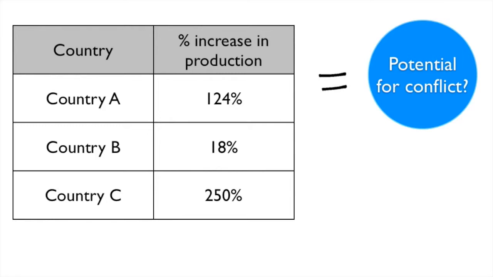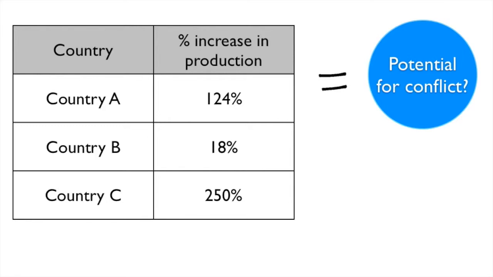Another reason for potential for conflict is just looking as a country. If you look at a country who is increasing their production by 124% or 250% while you're doing 18%, you want to ask that question, why? For what reason are they doing it? And does that make you suspicious? Does it make you nervous? What are they producing? Is it weapons? Is it food? Or is it machinery? What is it they're producing? The potential for conflict is when mistrust happens.